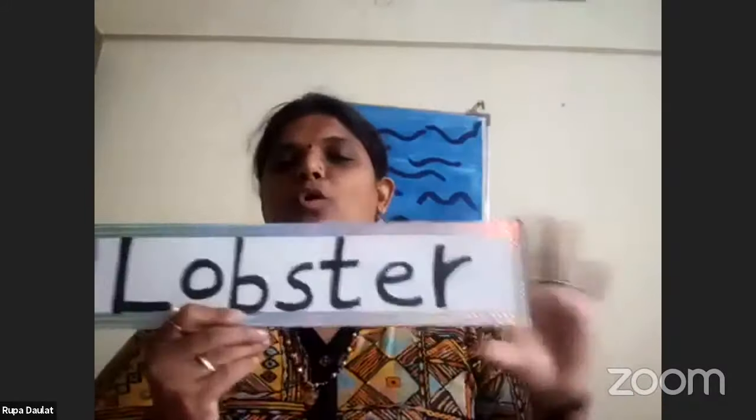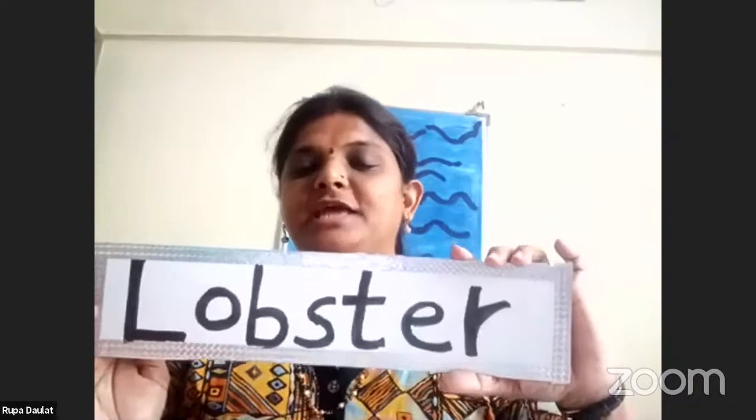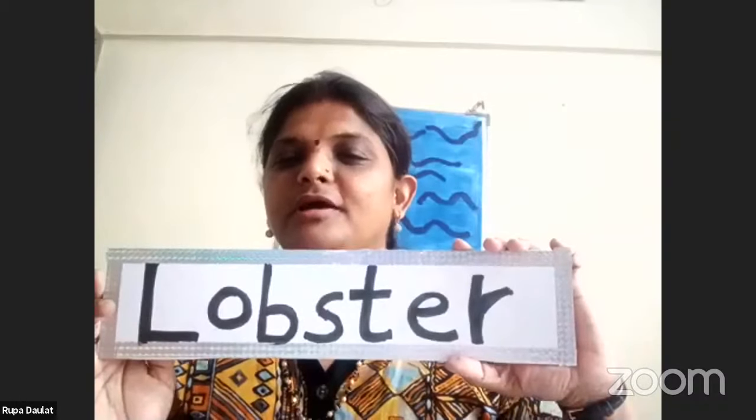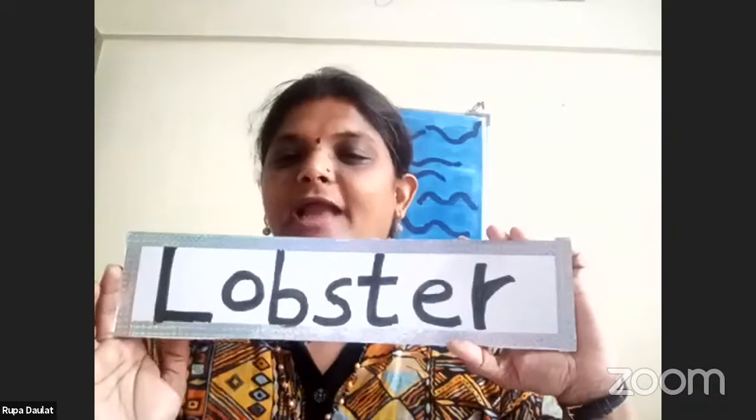You see this animal anywhere? Green. This is a lobster. Living deep in sea water. What we call? Lobster. Very good. Repeat after me. L-O-B-S-T-E-R, lobster. Very good.